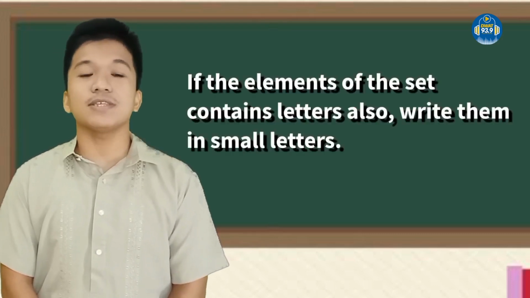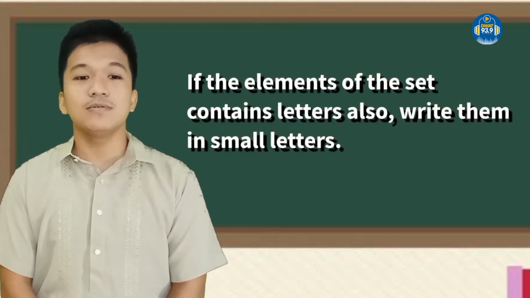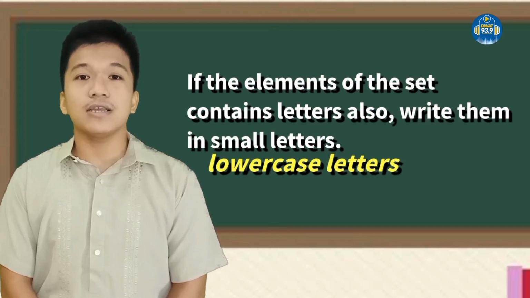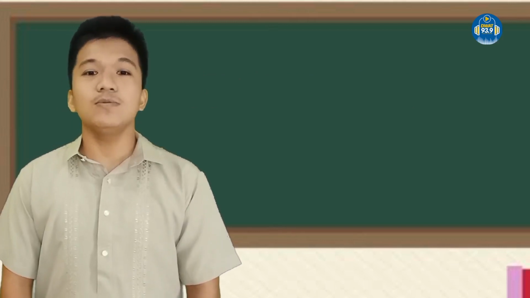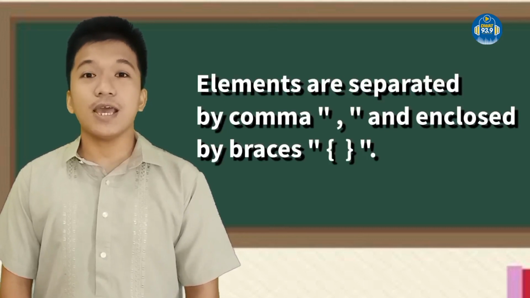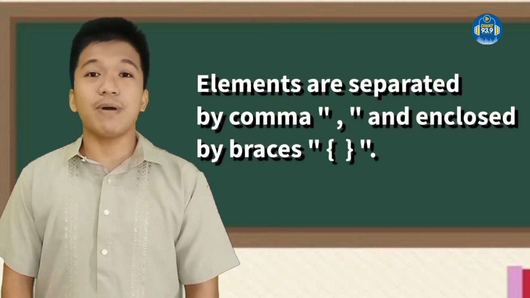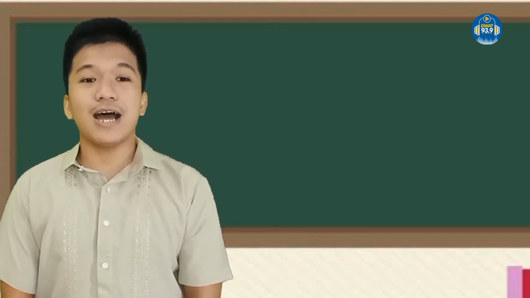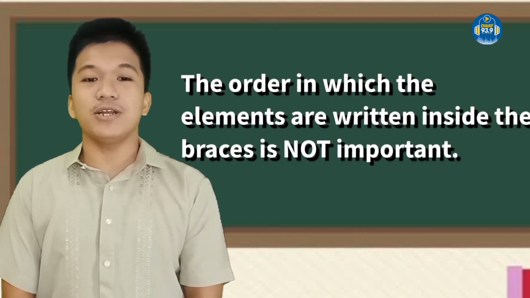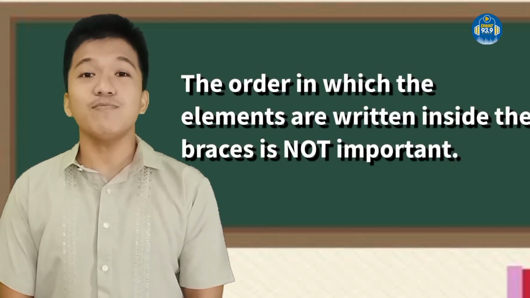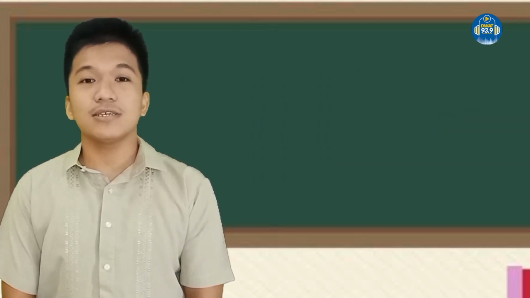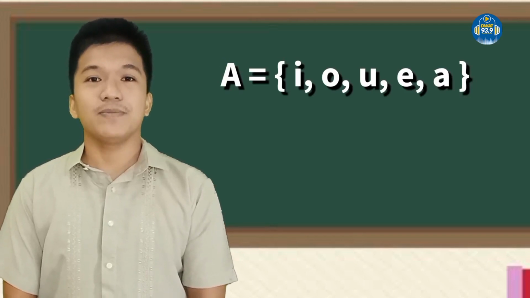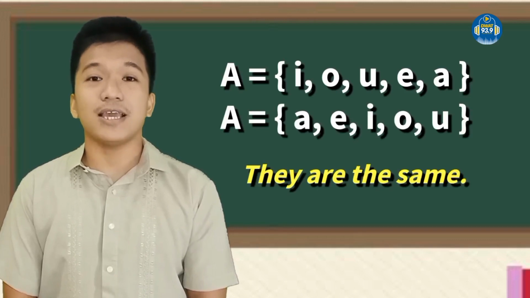However, if the elements of the set contain letters also, we preferably write them in small letters or what we call lowercase letters. Take note also that the elements of the set are separated by comma and enclosed by braces. Another important thing that we should know about sets is that the order in which the elements are written inside the braces is not important. So the set of vowels can also be written as I, O, U, E, A. Either way, the two sets are the same.